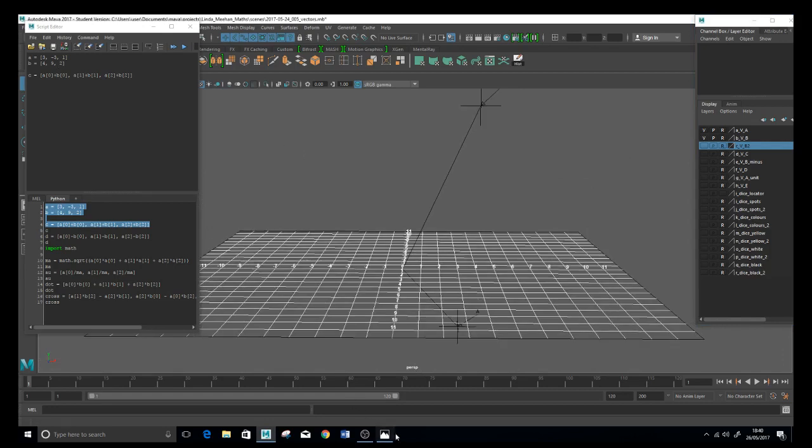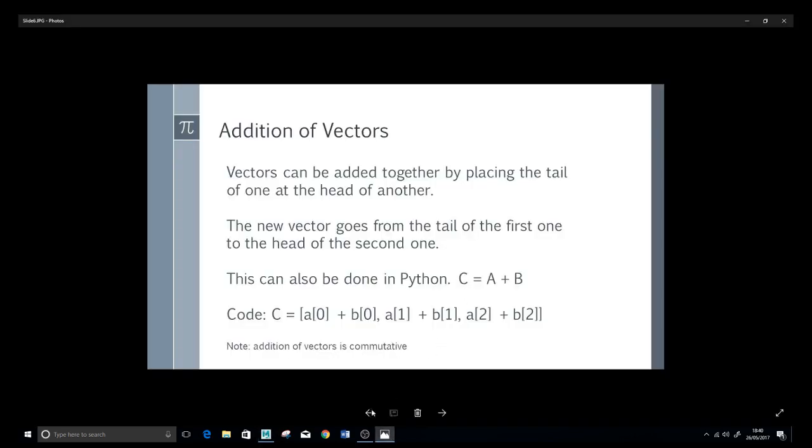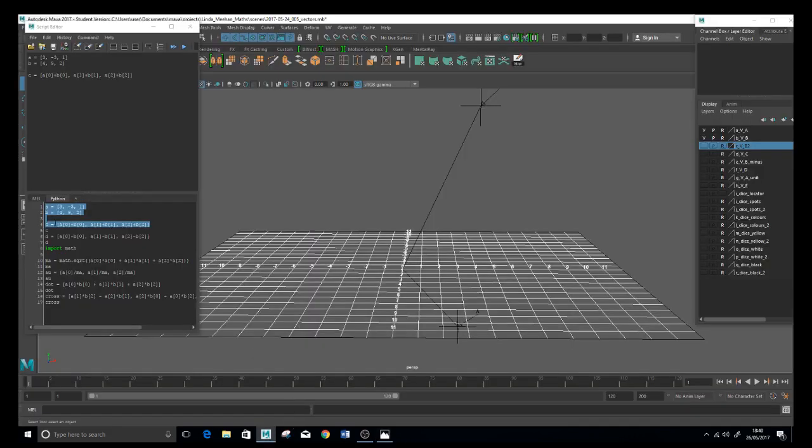We're going to add them together, and addition is commutative. We're going to add the first term of each. We're going to create a new vector called C, and to do that, we will add the first term of each vector together to get the first term in C. The second term of each vector added together will give us a second term in C, and the third term of each vector will give us a third term in C. And if we do that in Python, we will get 763 as our new vector.